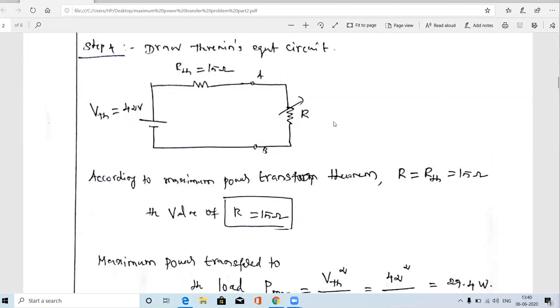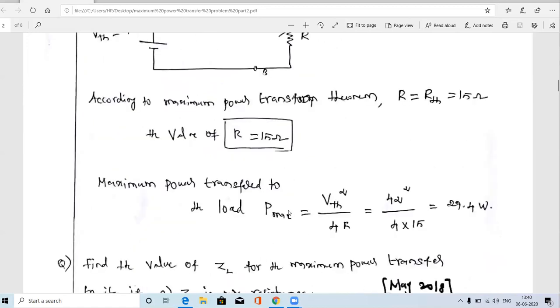So here the question is, for what value of R the maximum power delivered by this circuit is transferred to the particular load. According to the maximum power transfer condition, the value of R must be equal to RTH. So what is the RTH value? We calculated 15 ohm. So R is also 15 ohm.